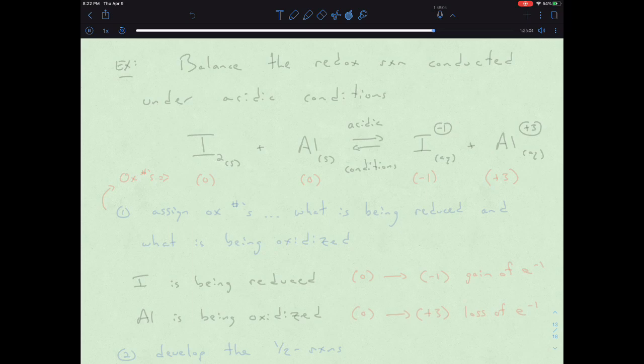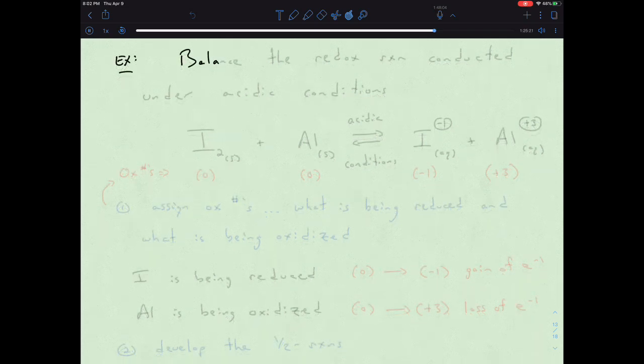Here now, a simple example of balancing a redox reaction with reinforcement of the steps that we just talked about. So we want to balance the following redox reaction. It's conducted under acidic conditions.